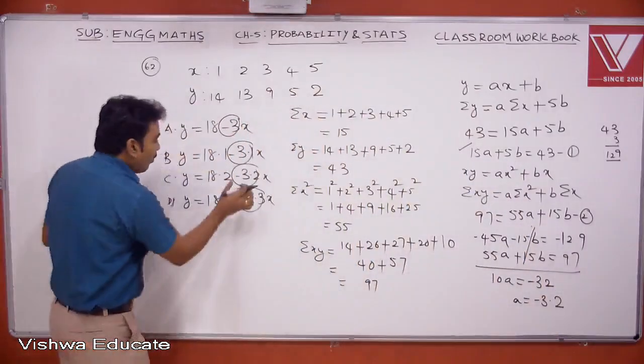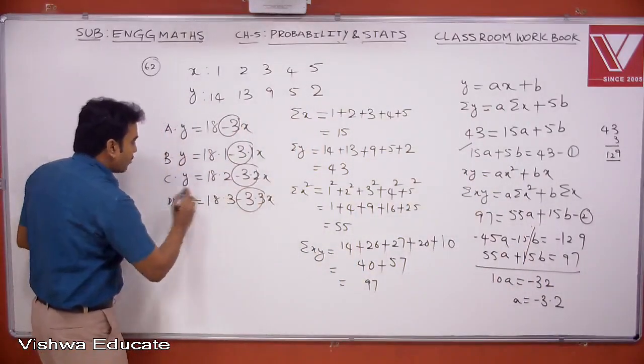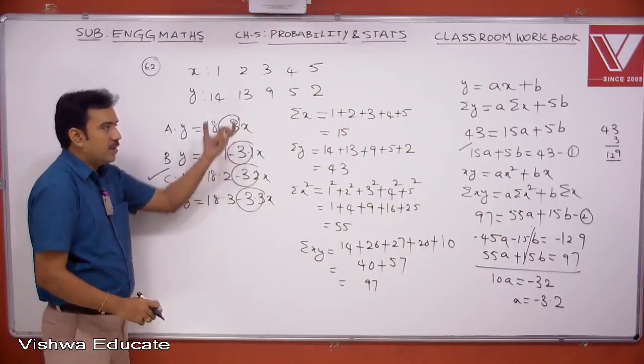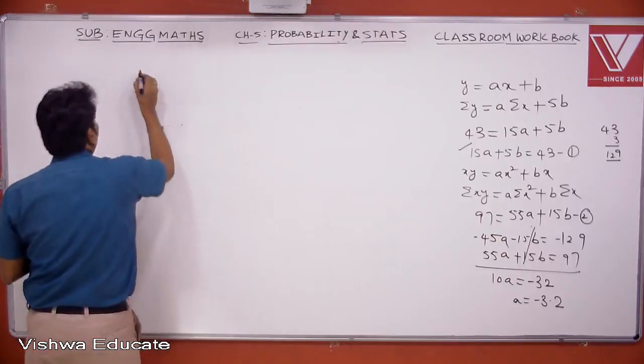So only in option C the value of a is minus 3.2. Therefore option C is the right answer. Note these points. Now to question number 63.